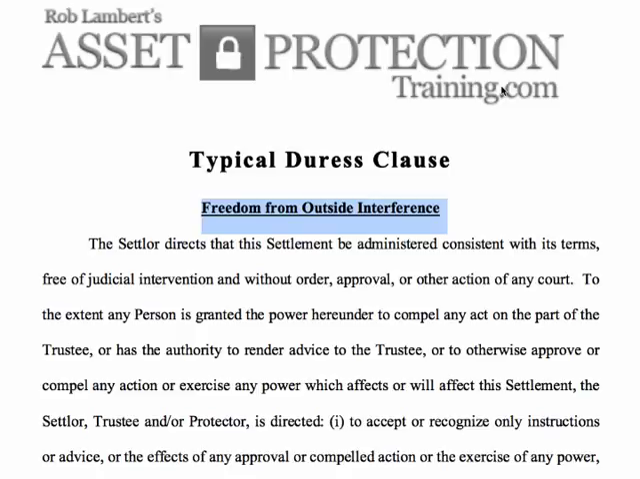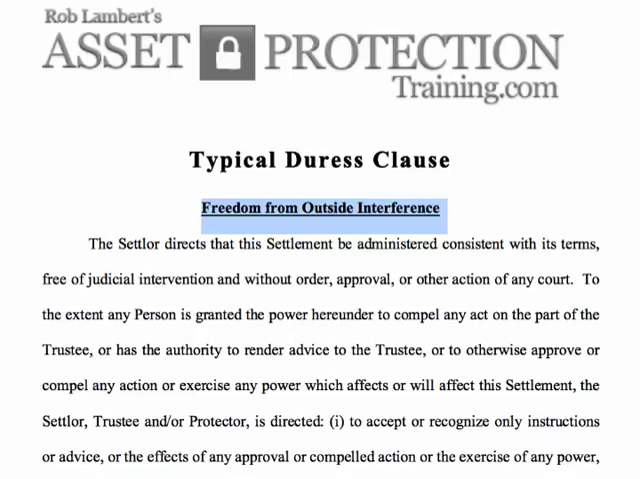Today we're going to take a look at a typical duress clause. This is a clause that is found in almost every single asset protection trust you'll ever see, whether the trust is kinetic or just a typical trust. It's often called freedom from outside interference. It seems to irritate judges less. This is the clause that you need to be the most careful about. Why? Because this is the clause that pisses off the judges.